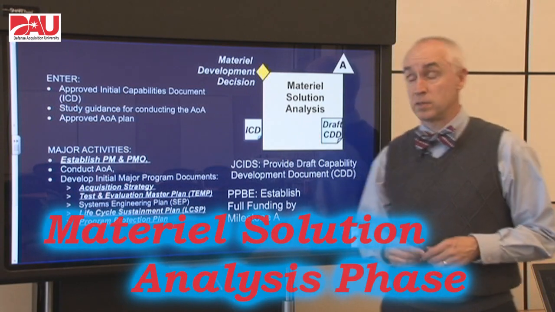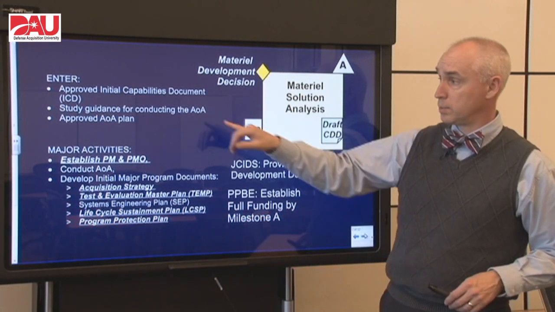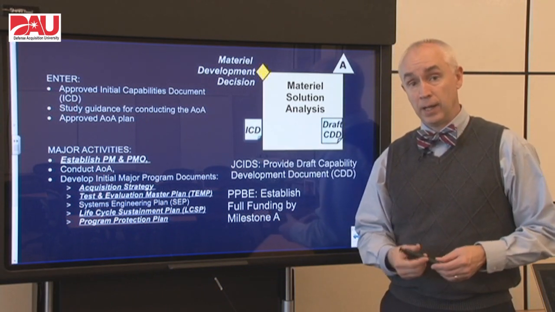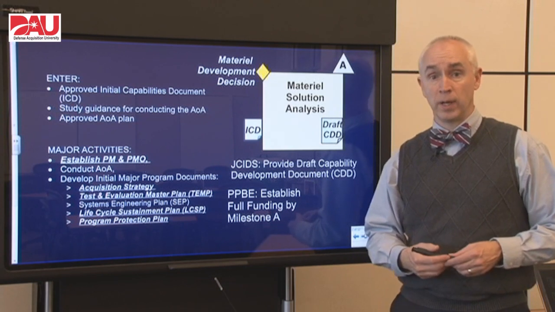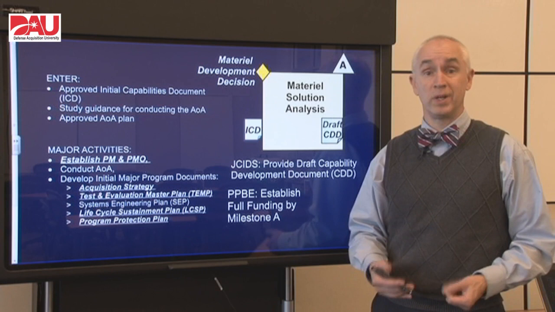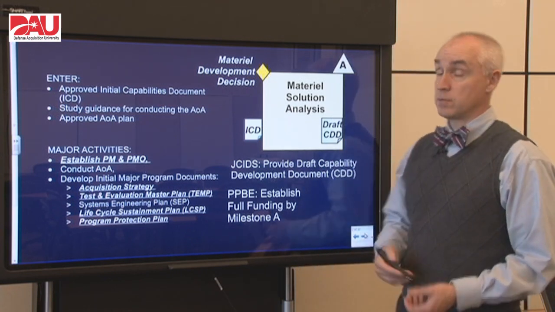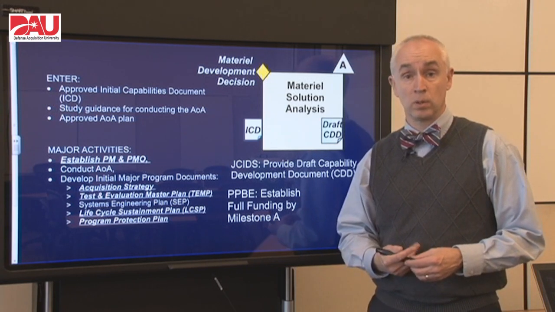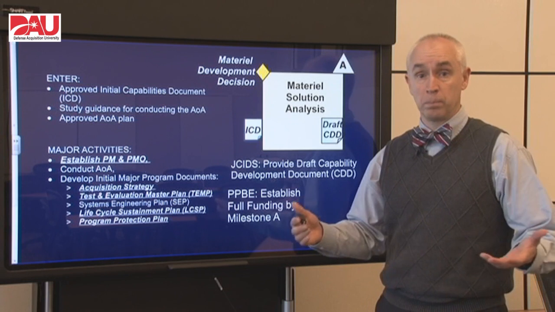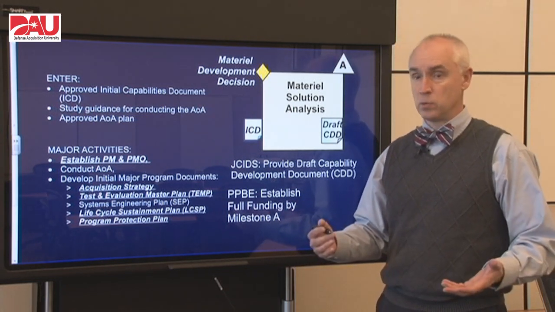To enter this phase at the material development decision, you need that approved initial capabilities document I just talked about, study guidance for your analysis of alternatives, and a plan to conduct the AOA. And that's kind of true of any place that we get a decision from our milestone decision authority. We need a plan for the next thing that we're going to do. In this case, an analysis of alternatives is really one of the big things that we're executing in material solution analysis, because that's the point.